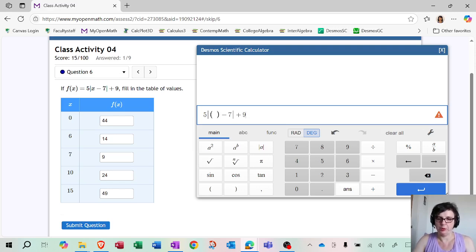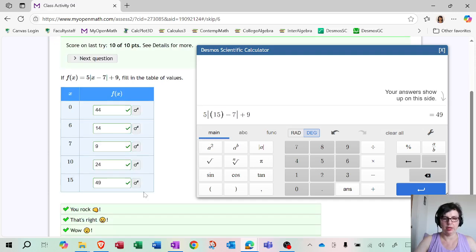Desmos at this point does not understand what I'm doing, because it just says parentheses cannot be empty. That's okay, I'll fix that, because now I'm going to plug in 0 in there. Let's plug in 0. I got 44. Then erase that. Now plug in 6. You got 14. Good. Erase that. Got 9. Correct. 10 is 24. 15, 49. So I'm 100% sure that I got this correct.